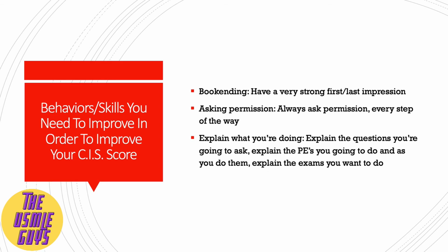Now, a few behaviors or skills that you need to improve in order to improve your CIS score. The first one is bookending. And I mentioned this a few minutes ago. If you have a bunch of books, you want to put bookends to make sure they don't move. And those bookends are just solid, heavy pieces of furniture that keep things together. Now, bookending is sort of the same idea. You're just applying it to your case. So you want to have a great entrance and a great exit.